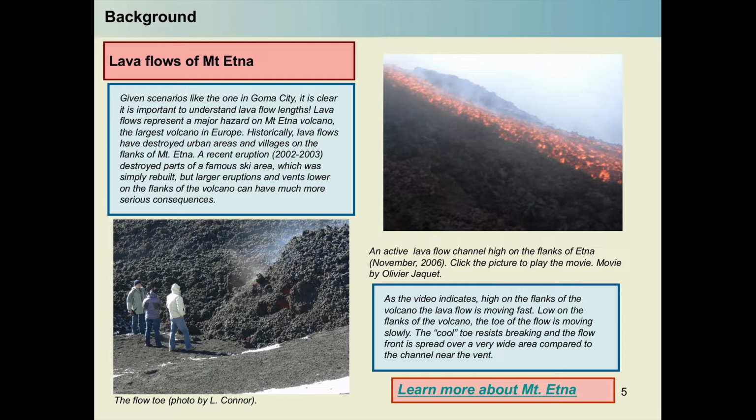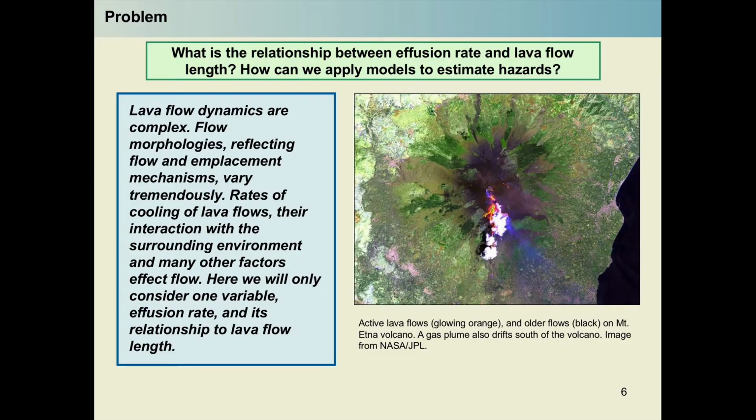So the observations from Mount Etna were taken and used in this module by Chuck Connor to come up with a way to teach you how to model lava flow lengths from effusion rate. So you can learn how to use this information for volcano hazards purposes. So the problem is, what is the relationship between lava flow effusion rate and length? And can we apply this model to estimate hazards and run out lengths of lava flows down the flanks of the volcano?